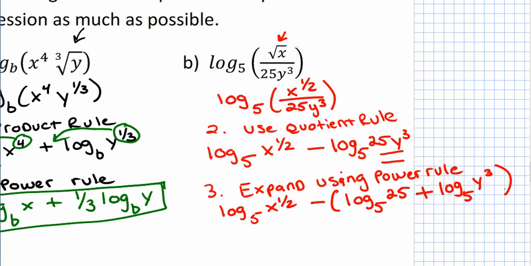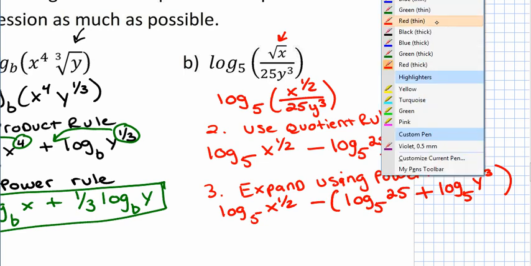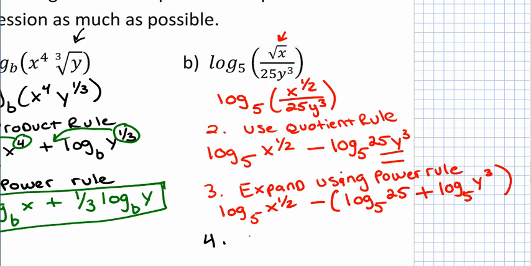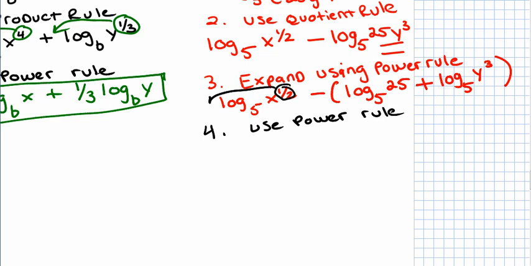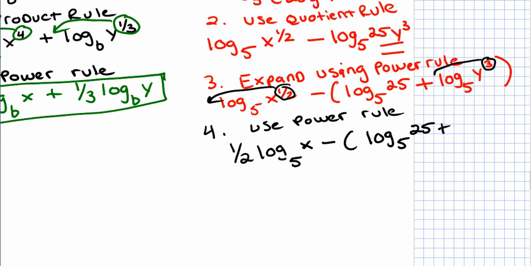Now, remember, we're going to use the power rule. So remember, we take these exponents and we're going to roll them to the front. So 1/2 log base 5 of x minus, and then we have log base 5 of 25, and then we have the 3 here that we're going to move to the front there. So log base 5 of y.